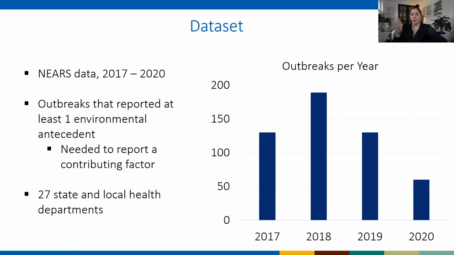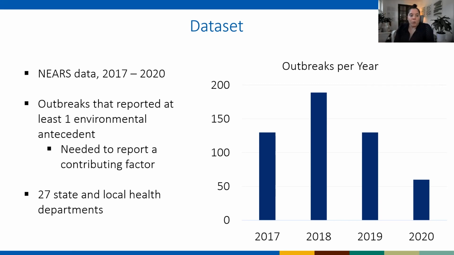So kind of think of it as a branch on a tree. If you report a contributing factor, you can report however many environmental antecedents for that contributing factor. It doesn't happen a lot that multiple contributing factors and antecedents are reported per outbreak, but it can. Investigators have the option to do that.